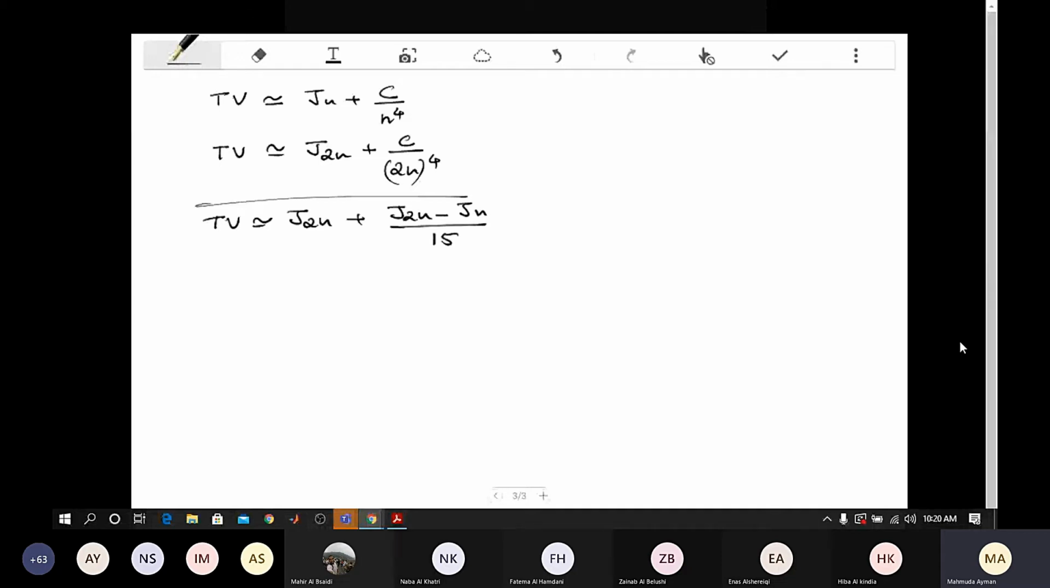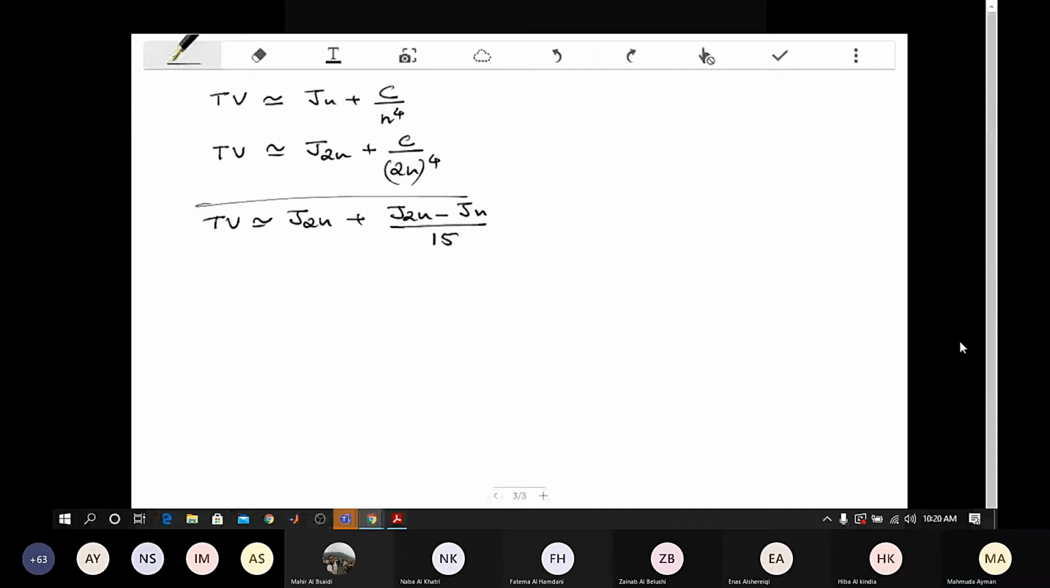(J2n minus Jn) divided by 15. Okay, now if you feel lost about where I got this from, please go back to Richardson's extrapolation class. You will understand where I got all of this. Because this is a continuation from that lecture, I don't want to repeat.